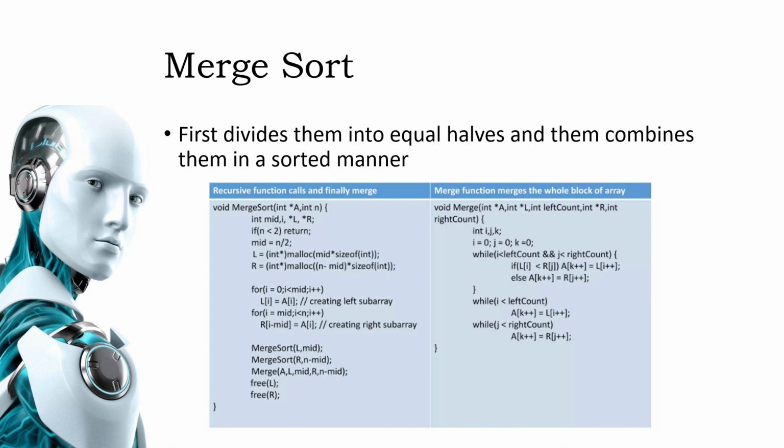There, if I find that the left element is less than the right, then I have to make A of k plus plus equal to L of i plus plus. That means the element of the actual array A is substituted with the L of i plus plus item. And in the other case, I take the element from the right subarray. The elements from the left subarray and the right subarray are getting substituted in the actual array, that is capital A. That is happening in this while loop.